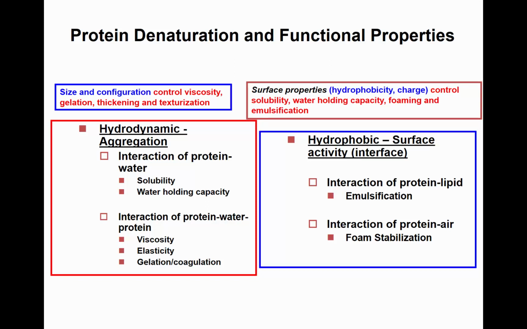Again, in order to emulsify or foam, you need certain surface properties, hydrophobicity and charge or hydrophilicity, because you want the protein to be soluble. If the protein is not soluble, it's not going to do anything. It's going to fall out of solution, not emulsify, not foam. So again, you need a certain charge, certain polarity. At the same time, you need some hydrophobicity. For that, the surface property will impact solubility, water holding, foaming, and emulsification.